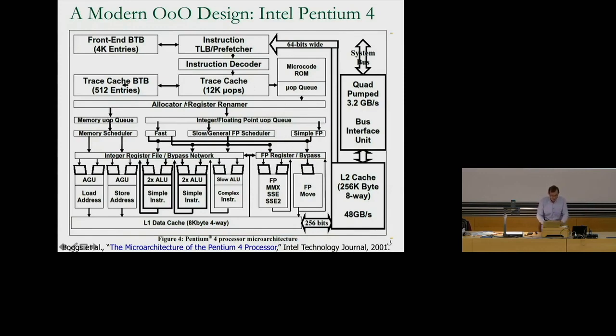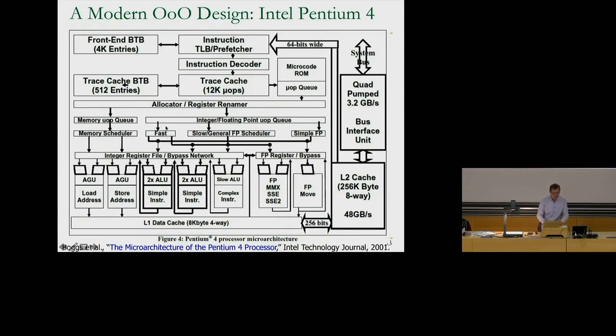So if you look at this allocator register renamer, it gets instructions from what is called the trace cache, which is a special form of instruction cache. It renames the registers, and then it sends the instructions to different reservation stations, as you can see. Memory scheduler, this is the memory part. And it has a floating point unit scheduler, simple floating point, or slow and general floating point unit, and a fast integer ALUs, as you can see.